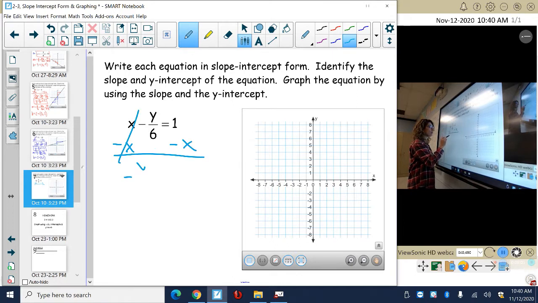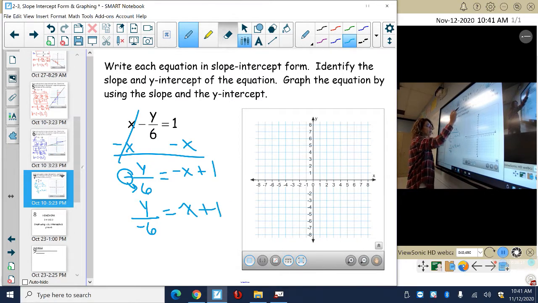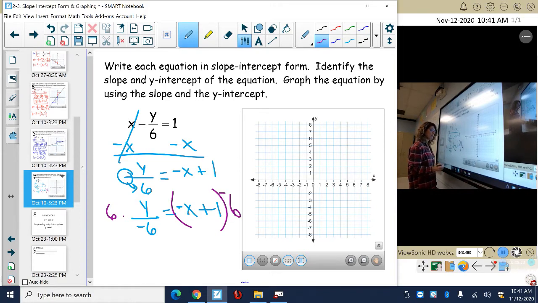So I have negative y over 6 is equal to negative x plus 1. Now this negative right here is going to go down with the 6. So that's a negative 6. So now my question is, can you tell me how to get rid of the negative 6 that's down here? The answer to that is by multiplying both sides by negative 6. So that goes away, and I'm left with y is equal to, distribute. Negative 6 times negative x is positive 6x. Negative 6 times 1 is going to be minus 6.